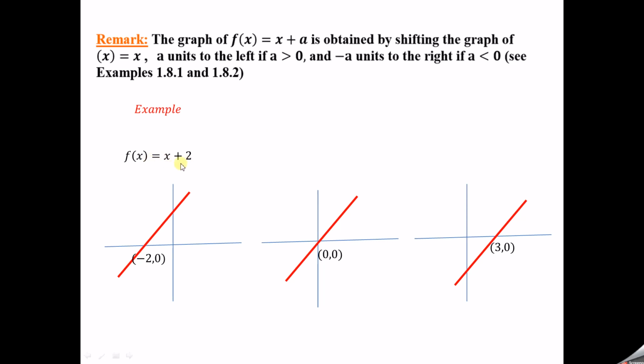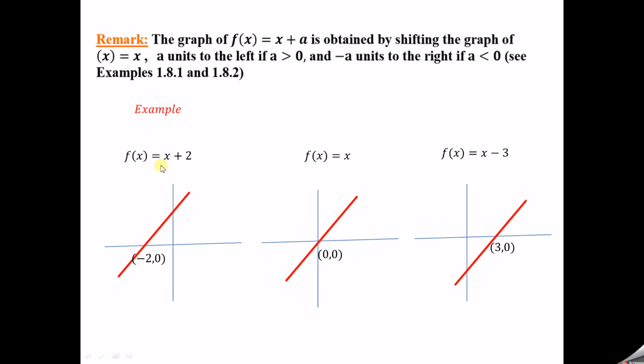So let us see the example. f(x) = x + 2 is given. To draw this curve, first we write f(x) = x. This is the curve f(x) = x, which passes through the origin. f(x) = x is a straight line passing through the origin. When x is 0, y is 0. f(x) is nothing but y, so y also will be 0.